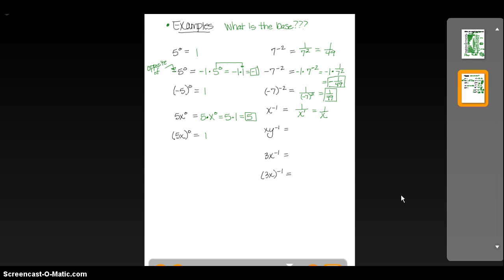x times y to the negative first power. My base is y. x is not being raised to the negative first power, so only y is being raised to the negative first power, so I only take the reciprocal of y. So this is x times 1 over y, which becomes x over y. All right, 3x to the negative first power, only the x is the base. So this is 3 times 1 over x, which is 3 over x.